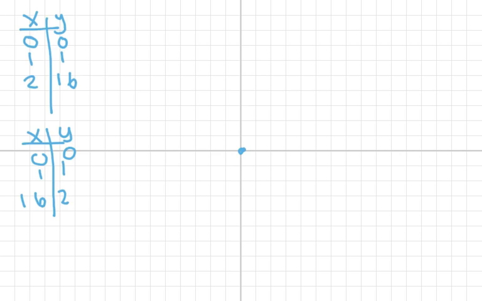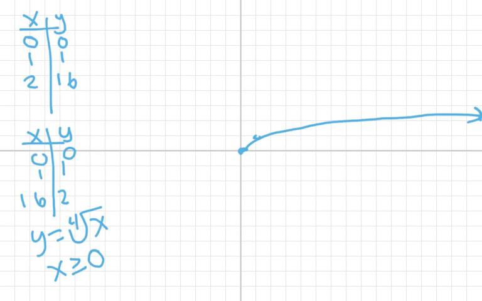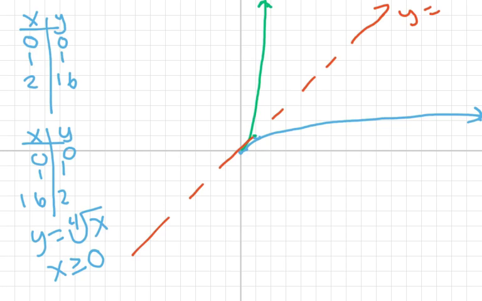So we're only going to do the, so way down here at 16 it goes to 2. I'm just going to pretend that's 16. So there it is. And basically the inverse is y equals the fourth root of x, where x is greater than or equal to 0. Okay, and if I graph the other part, the original parent function, you can see that it reflects over the y equals x. I'm going a little faster on this one because it's just like the quadratic function.